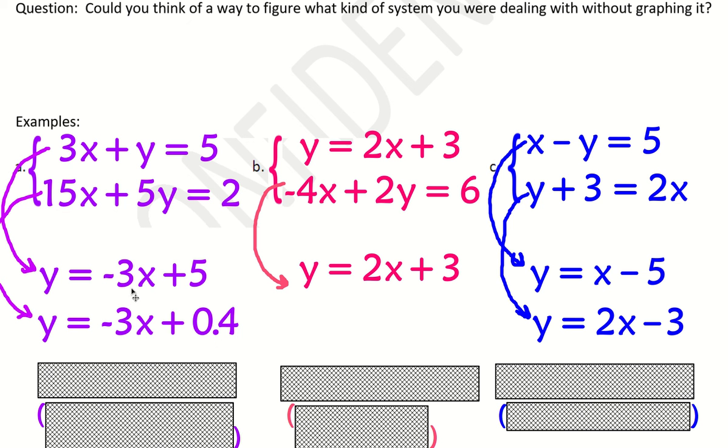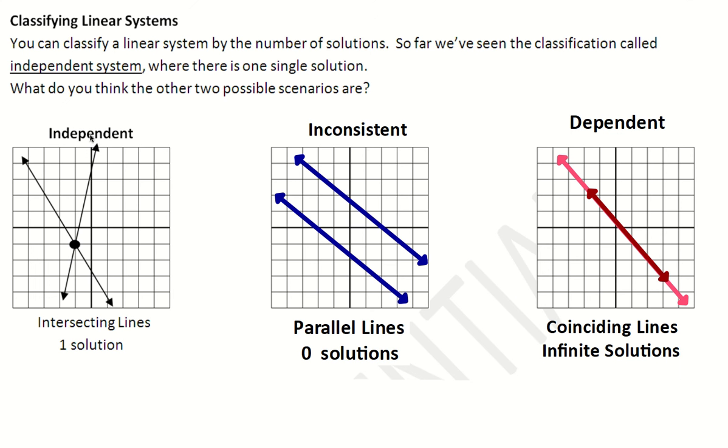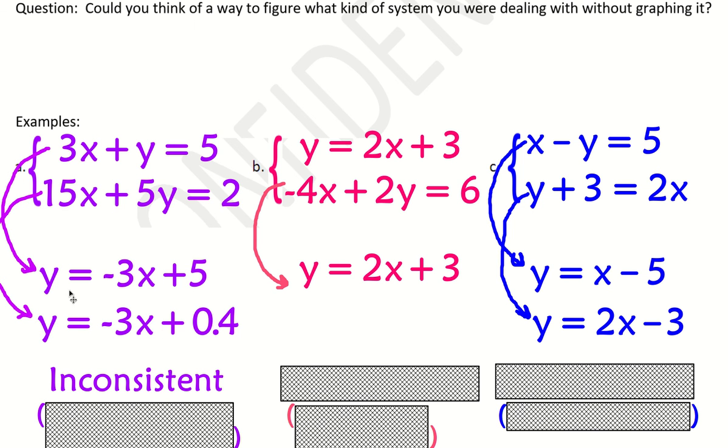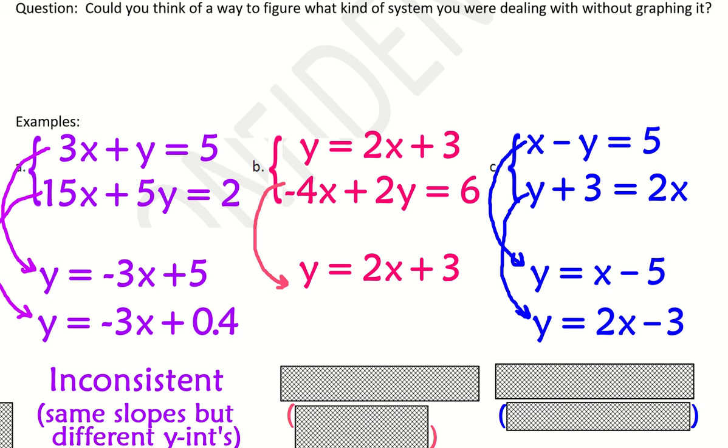What classification of system is this? Is it independent, inconsistent, or dependent? And how do you know? Well, hopefully you figured out that this is going to be an inconsistent system. If you were to graph these lines, they would be parallel and therefore 0 solutions, so inconsistent. And the reason I know they're going to be parallel is just by looking at the equations, is that they have the same slopes but different y-intercepts.